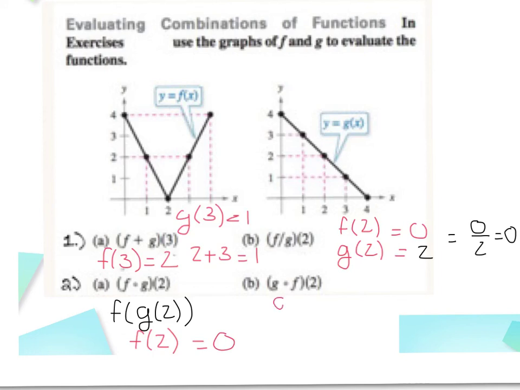I'm going to do something similar here. If it helps you, rewrite it like this. So now I'm going to find f of 2 and we get 0. So now I'm going to do g of 0. And at 0 on g, our output is 4.